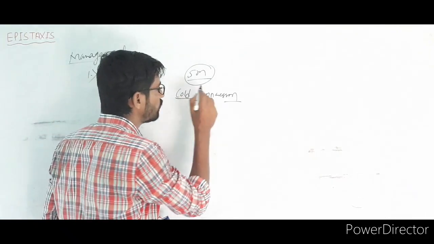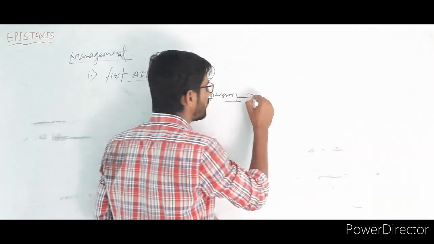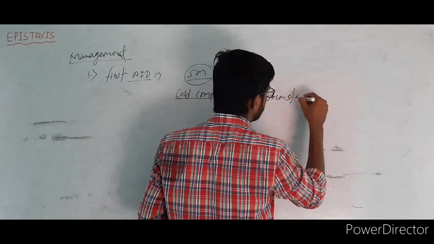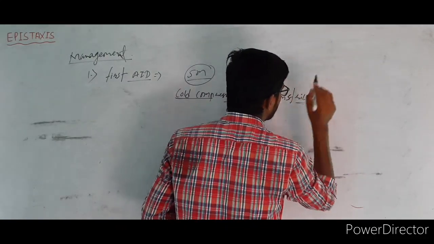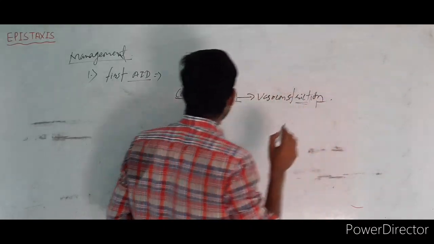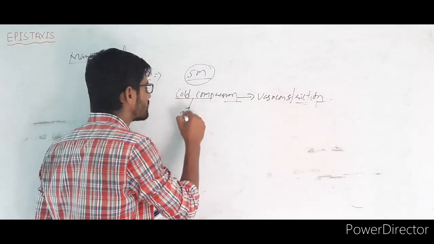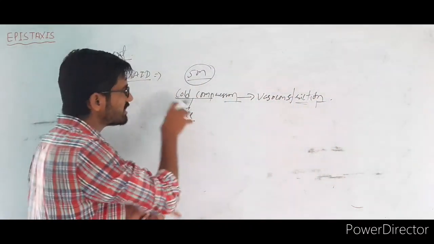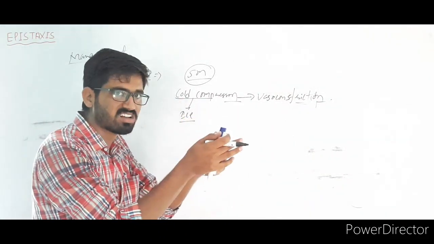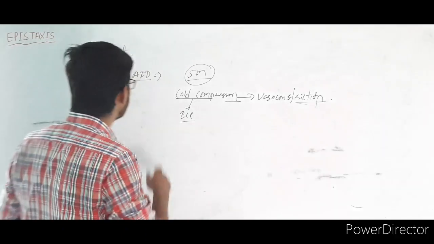And in the cold compression, what happens? Vasoconstriction occurs. What will happen if you put ice? It is a cold compression, so there will be vasoconstriction. The vessel will constrict and bleeding will stop, right? So this is the first step.